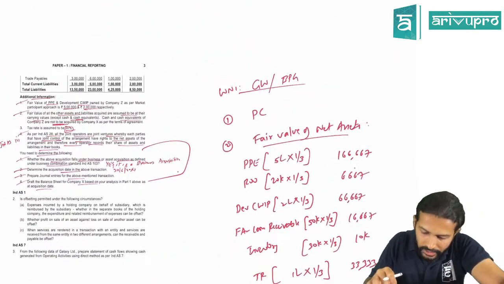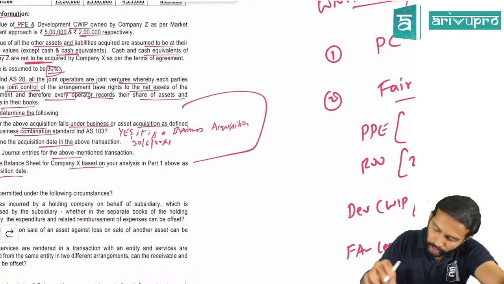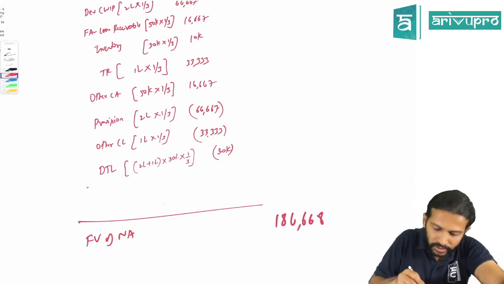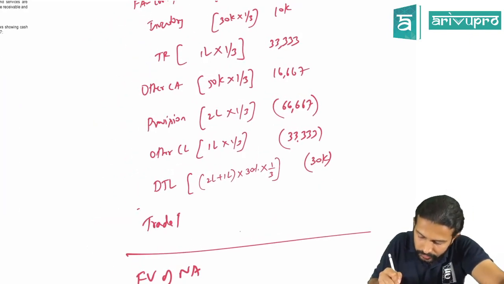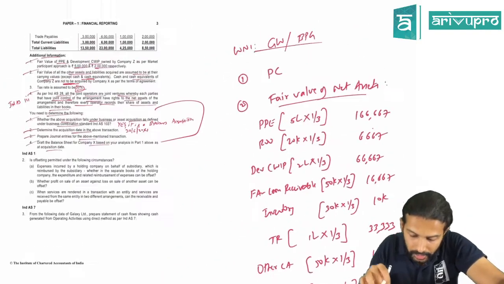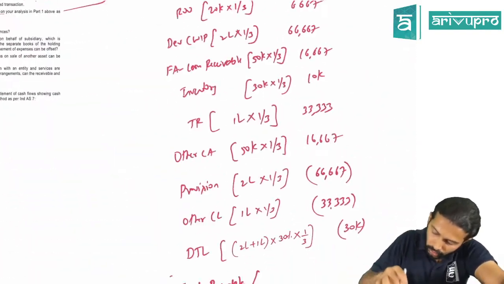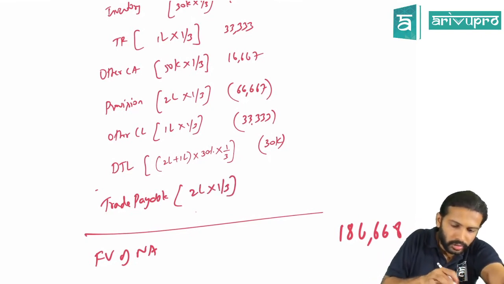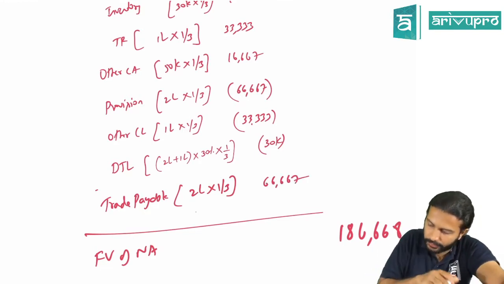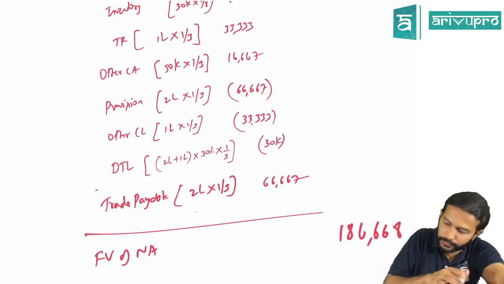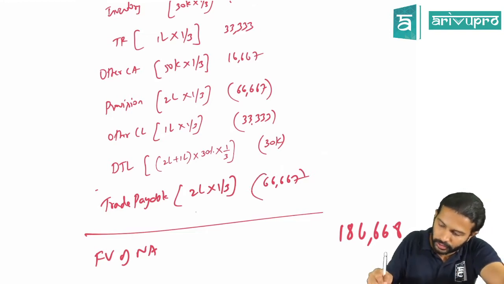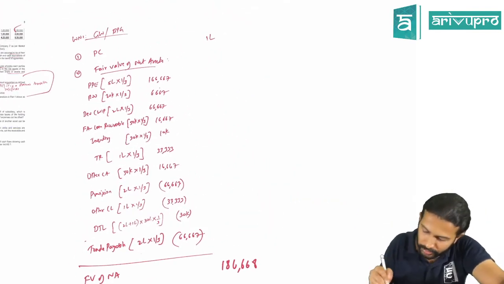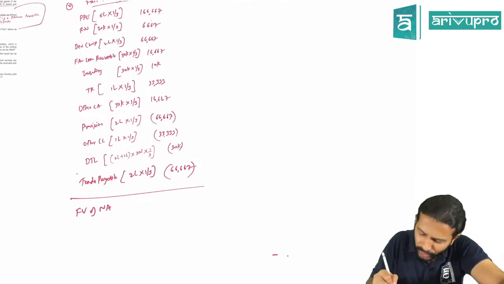Do we have other liabilities? Oh, actually, trade payable is also there. Trade payable, they've given it to be on 30th June, is 2 lakh. So 2 lakh into 1/3 will be 66,667. If I reduce this from 1,86,668, I'm getting about 1,20,000, with 1 rupee difference. So I'm just rounding it off to 1,20,000.